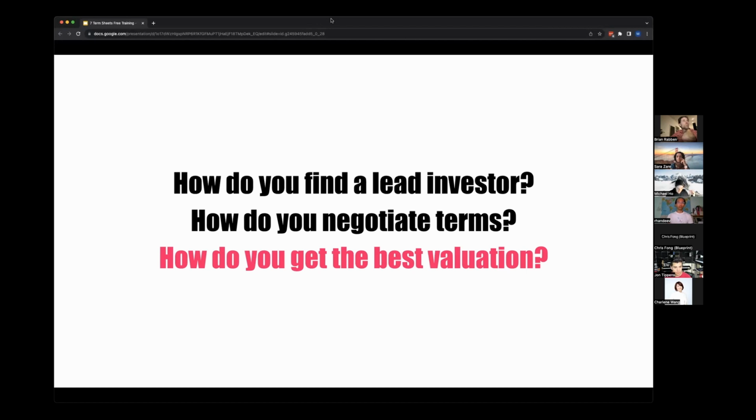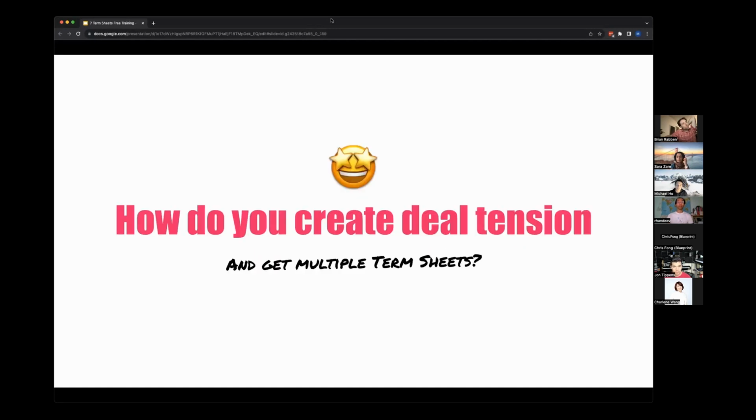Basically, how do you go from wanting to raise money to actually closing a round, and creating tension as you go through? So how do you actually create deal tension and get multiple term sheets? That's the best way you're going to get the best terms, the best valuation, and the investors that you're looking for. Unfortunately, no one ever really showed me how to do this, so that's what we're hoping to do today.